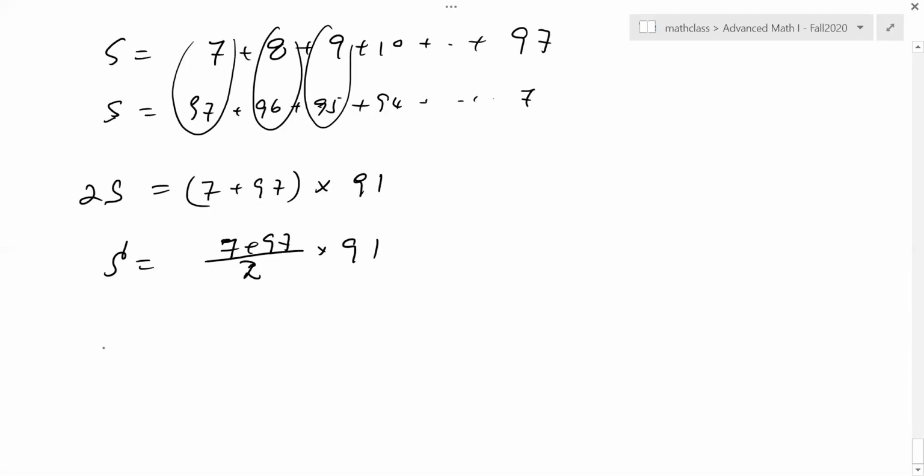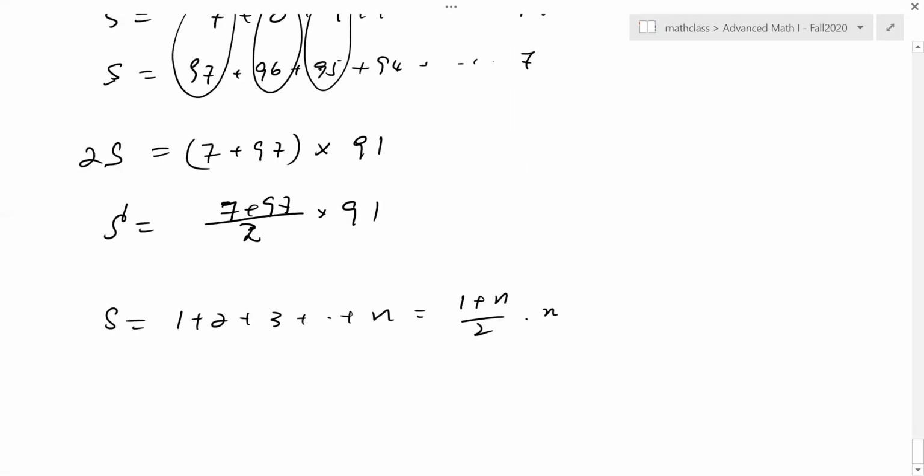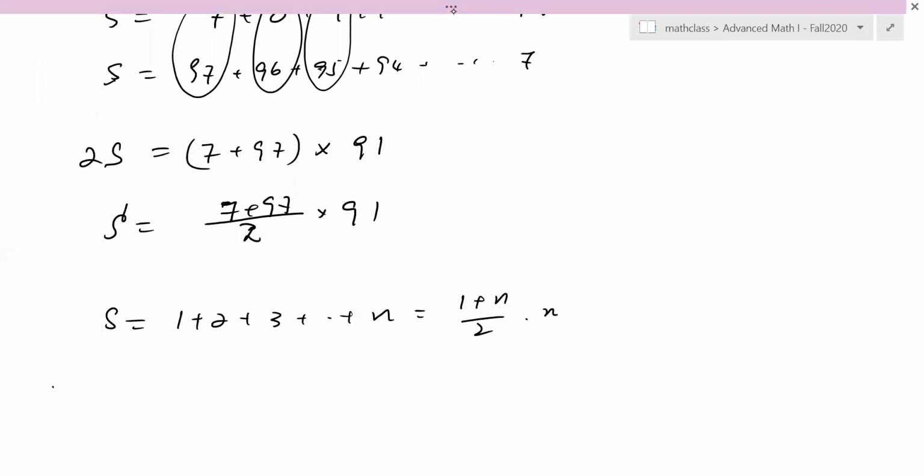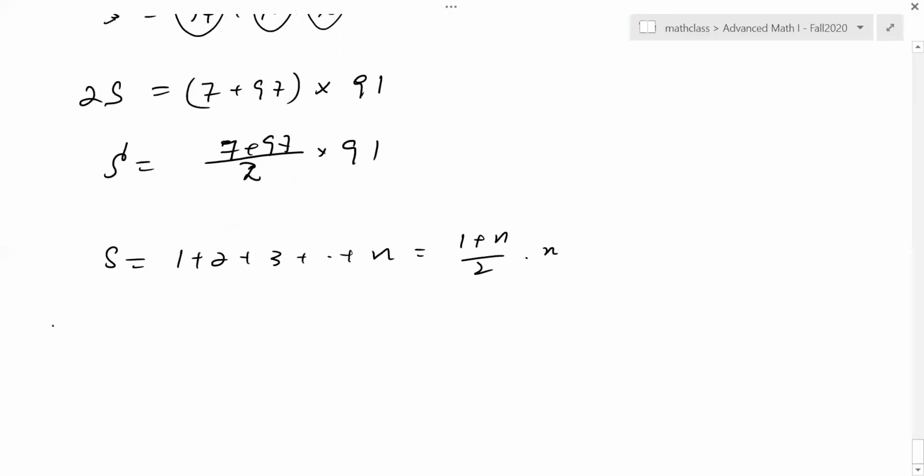In particular, it's 1 plus 2 plus 3 all the way to n. It's the sum: the first term plus last term divided by 2, times the number of terms, okay? We have other formulas. We are not able to quickly prove them, and those formulas are also useful. This is 1 square plus 2 square plus 3 square all the way to n square. That's n times n plus 1 times 2n plus 1 over 6.